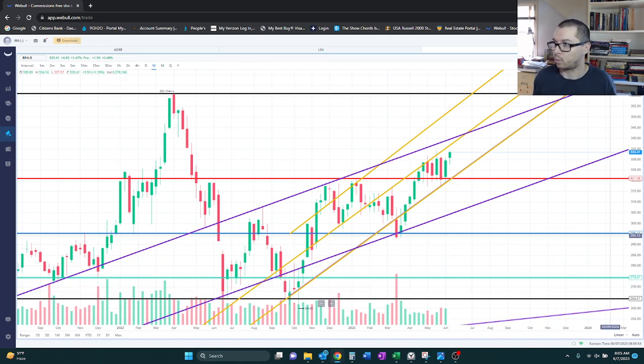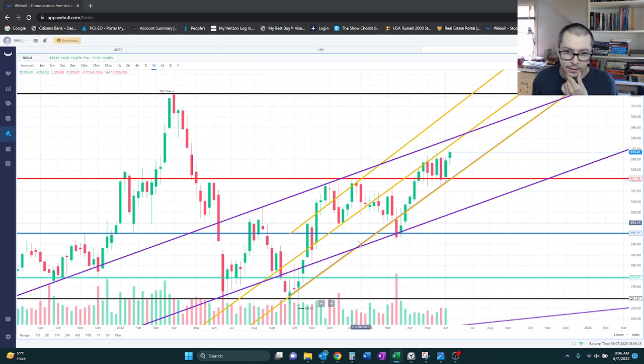So we're going to change that from relatively flat for 6 months to in an uptrend for the past 8 months, starting in October of 22. So that's just something to keep in mind here.